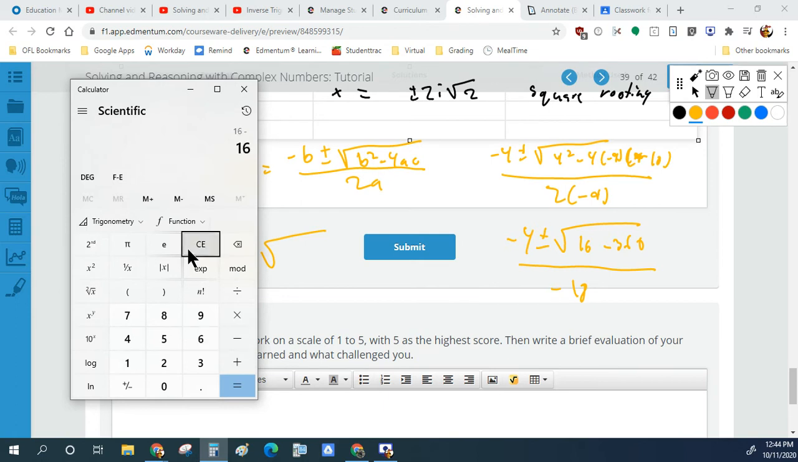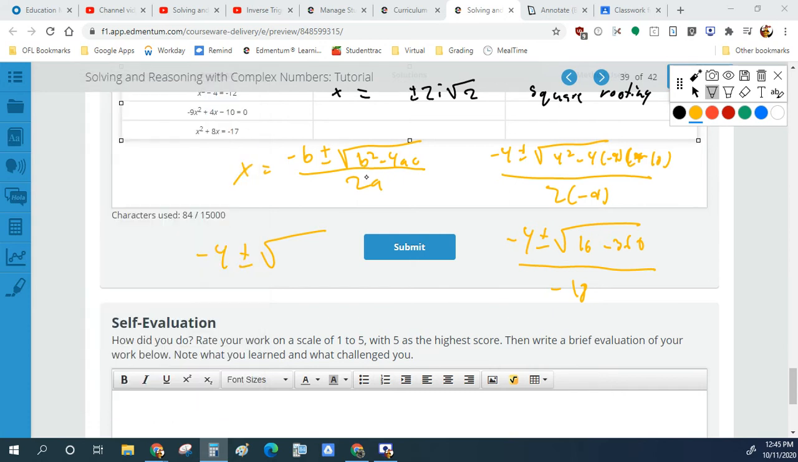16 take away 360. I keep saying 36. And I get this negative 344. Now I want to break this down. So I'm going to break this down.